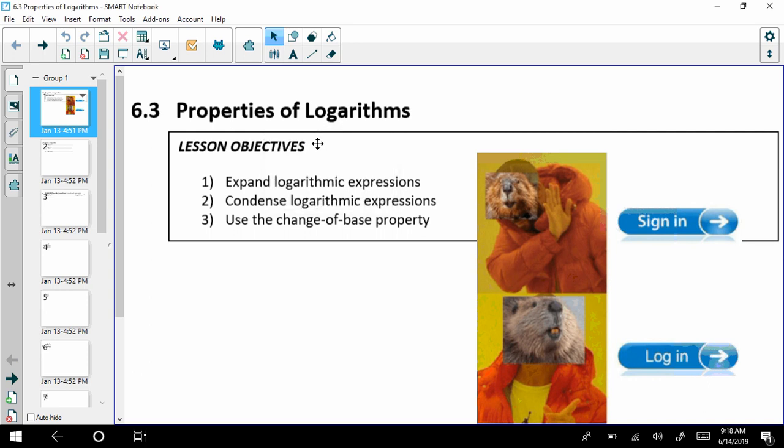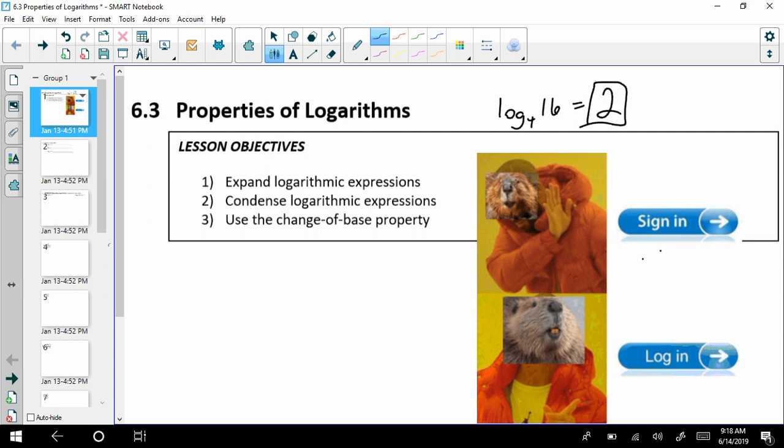In section 6.3, we are going to look at specific properties of logarithms. Remember last time we said the answer to a logarithm represents an exponent. So if I gave you something like log base 4 of 16, and I said, hey, what is this answer? This is asking 4 to what power is 16? So that power would be 2. So the answer to it would be 2.